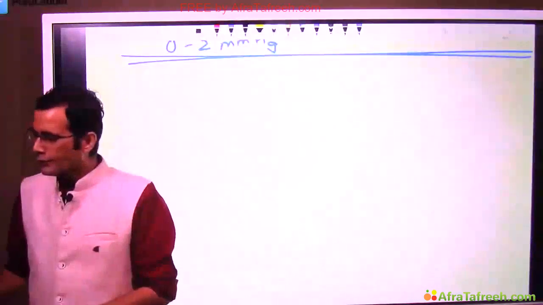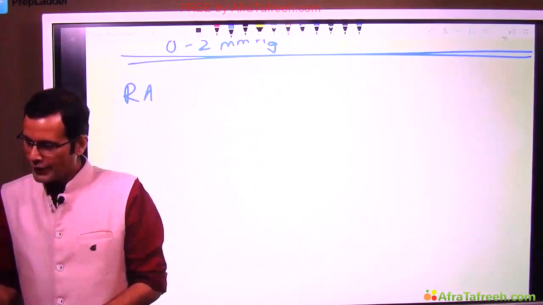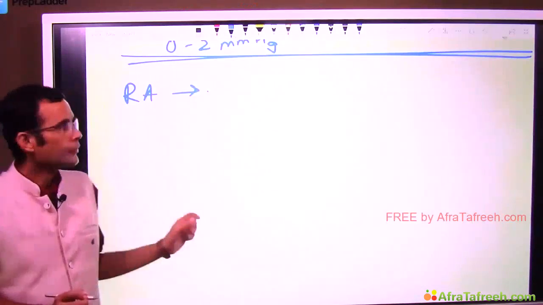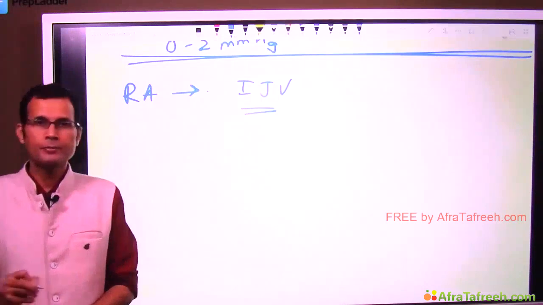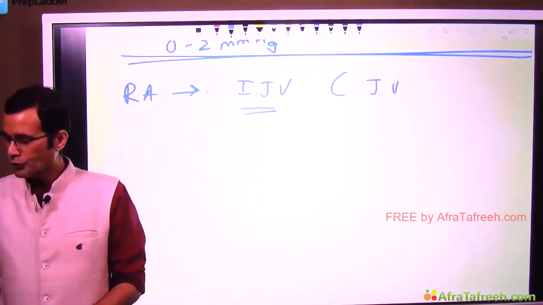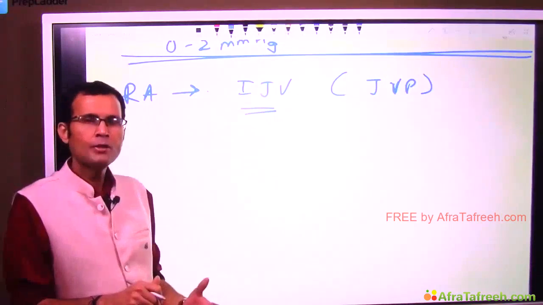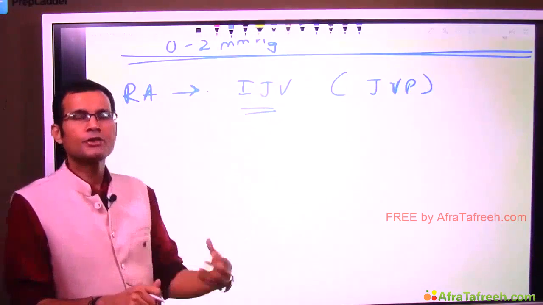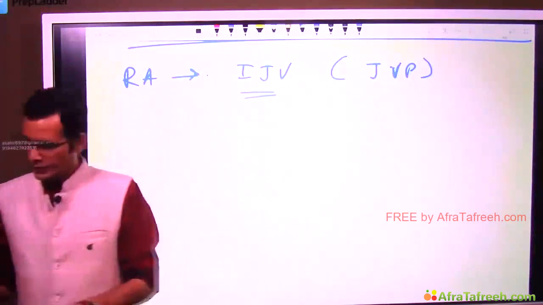Let's now see the pulse waveforms. First of all, right atrial pressure is recorded from internal jugular vein in the form of jugular venous pulse. The pulse waveform tells us the story about the pressure changes in the right atrium. Why? Simple.